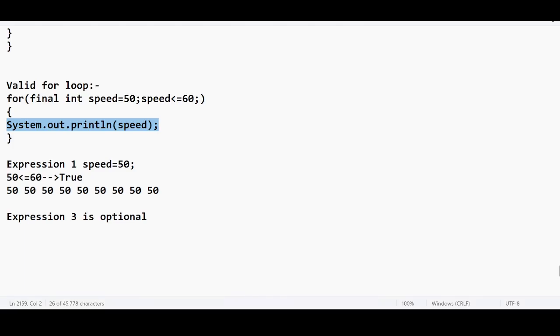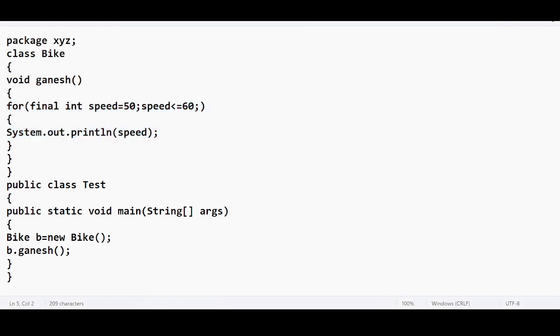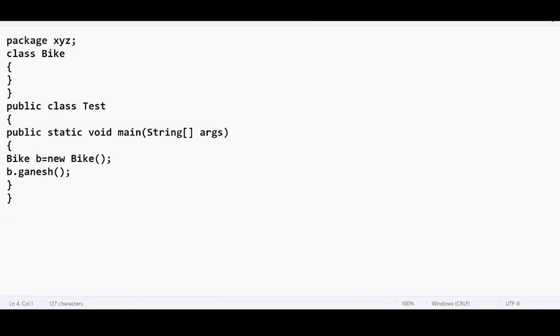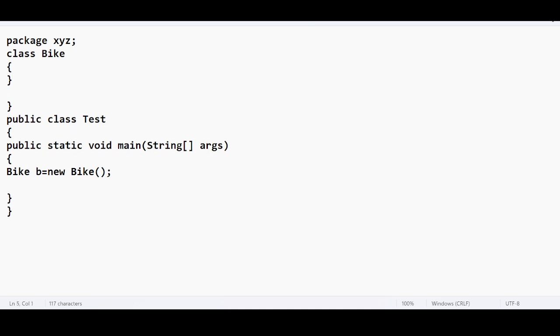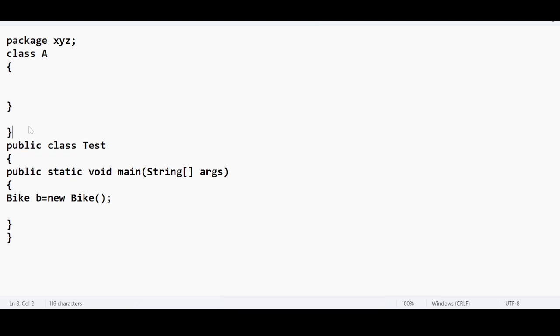Yeah. Okay. So this is one more example on top of the final variable, right? And one more example could be like this. Let me remove this. Instead of bike, I am taking the class as A itself, for better observation. Okay, the name of the class is A.